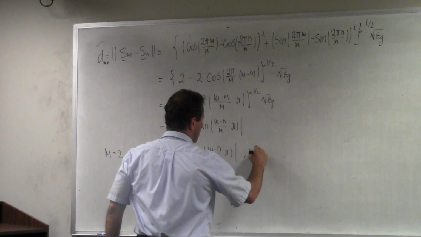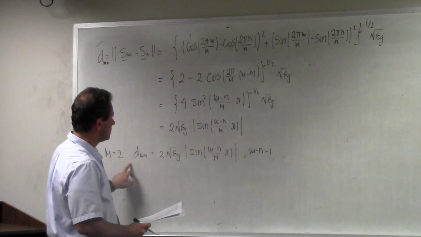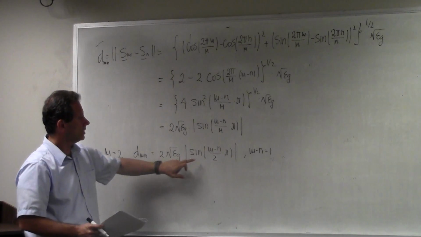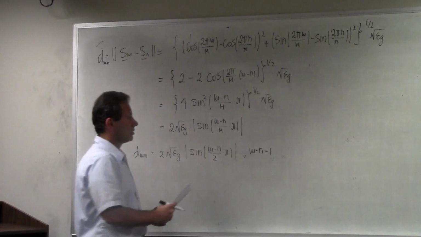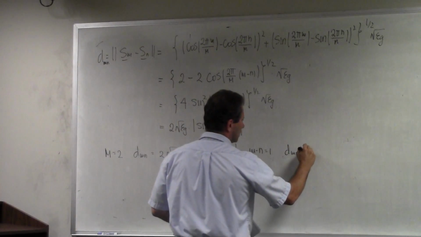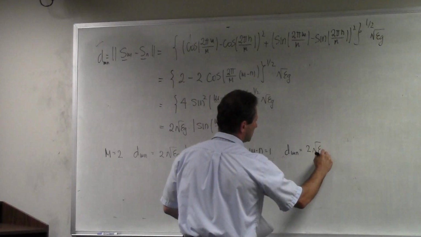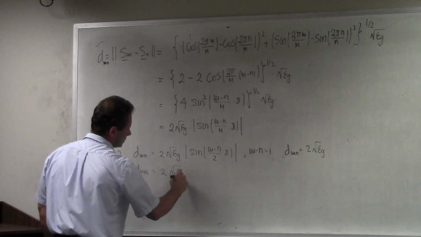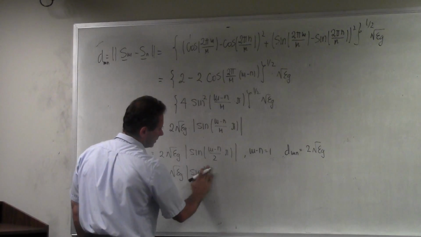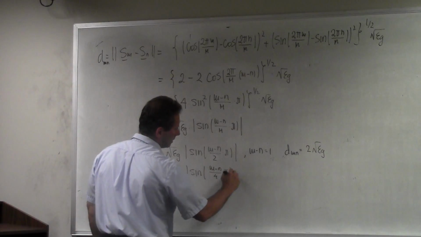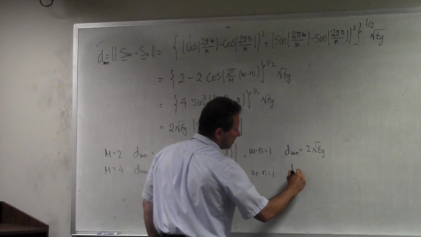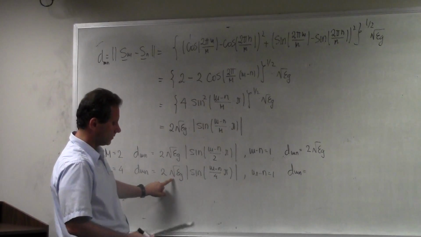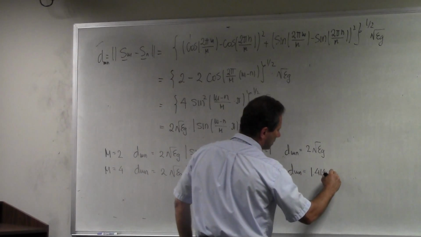So if I set m minus n equal to 1, and M is equal to 2, then this becomes 2 square root of energy sine pi over 2. What is the sine of pi over 2? 1. So this distance d_mn is going to be equal to 2 square root of energy. Now when M is equal to 4, d_mn becomes 2 square root of energy sine of m minus n over 4 times pi, magnitude. If m minus n is equal to 1, then d_mn becomes sine of pi over 4, which is square root of 2 over 2, times this square root of energy. So this is square root of 2, 1.414 times square root of energy.